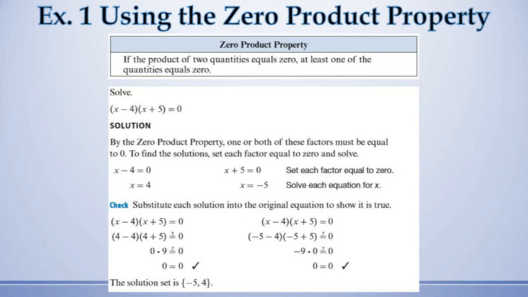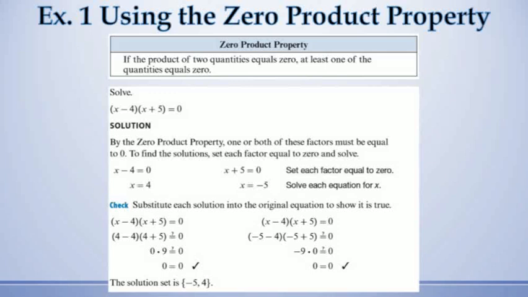Example 1, using the zero product property. First, we need to know what the zero product property says. On the screen, it says that if the product of two quantities equals zero, at least one of the quantities must equal zero. So what that is telling you is in order to get zero when you're multiplying, one of the factors has to be equal to zero.